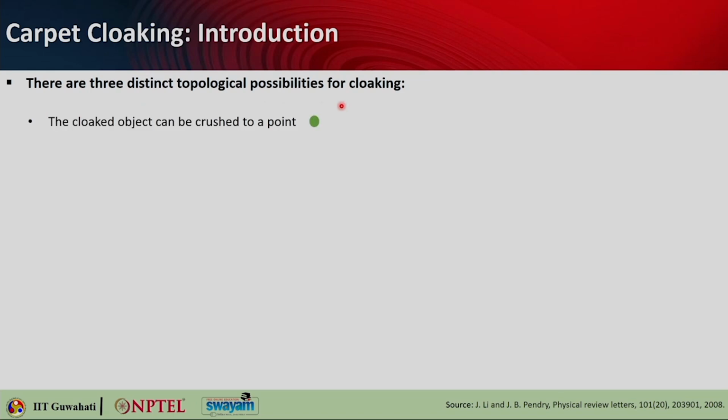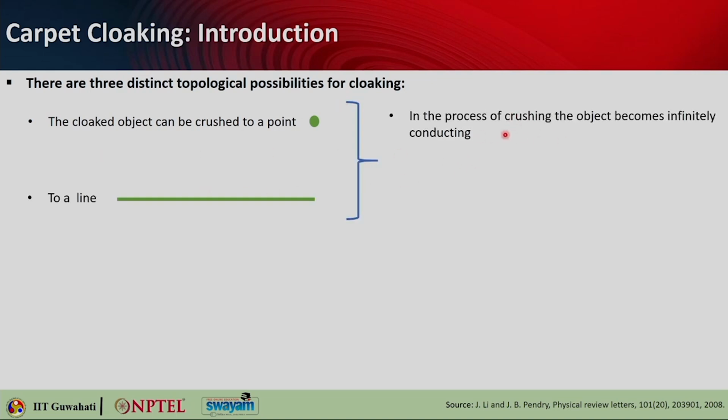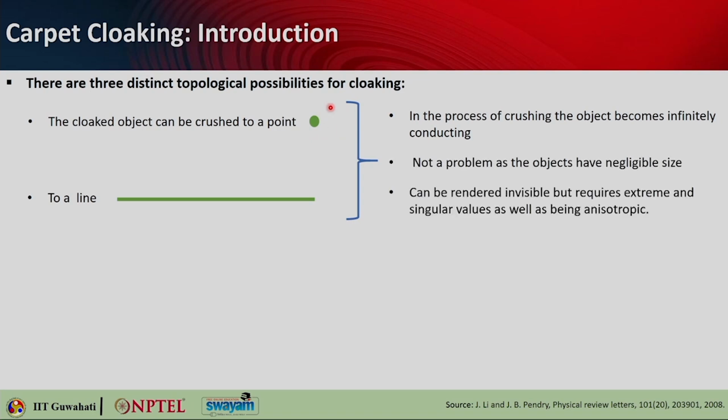There are three distinct topological possibilities for cloaking. The first one is that the cloaked object can be crushed to a point or to a line, and in the process of crushing the object, the object will become infinitely conducting. However, this is not a problem as the objects are of negligible size. So, for negligible size this is fine and it can be rendered invisible, but it will require extreme and singular values as well as being anisotropic. It means you will have anisotropic permittivity and permeability, and they may have singular values like 0 or infinity, which is very difficult or almost impossible to realize.